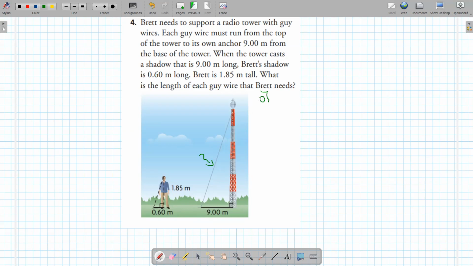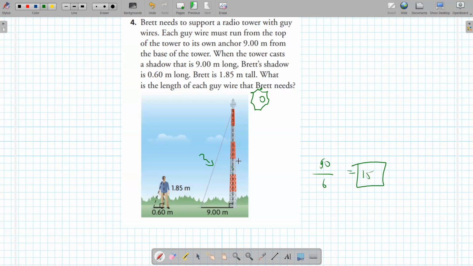There's a sun somewhere here. They both have 90 degrees, and because the sun is casting a shadow, this angle must be equal to this angle. So the larger triangle and the smaller triangle, they're similar triangles. When you're dealing with a similar triangle problem, you want to find the scale factor, the K value. How do you find the K here? 9 divided by 0.6. Yes. So that's 90 over 6, that's 15. So K value is 15.